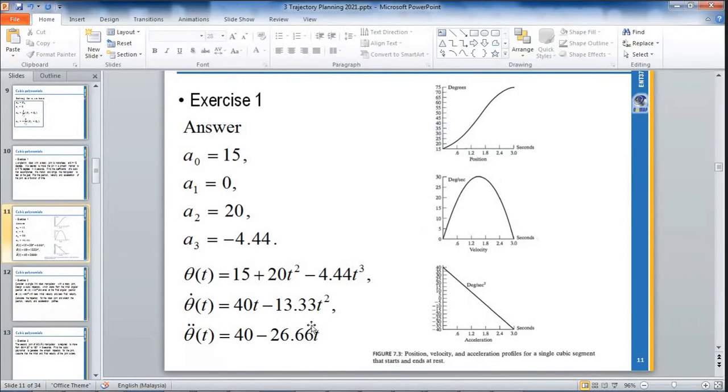Same goes for acceleration. The acceleration you use to control your robotic arm depends on your time, from starting to your final time. So when you put your time here, you go to what? 3 seconds. So multiply with 26.6. So you will control the acceleration of your robotic arm. So this will be put inside your robot controller.